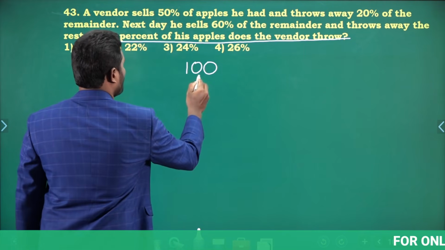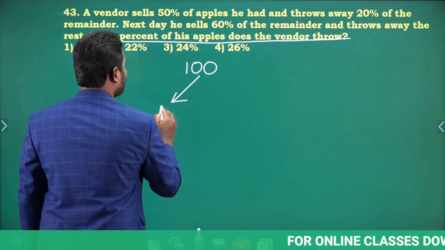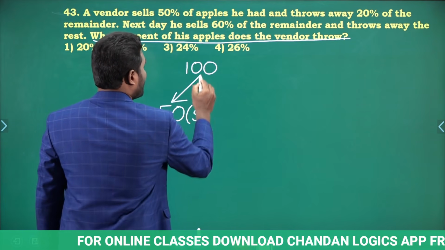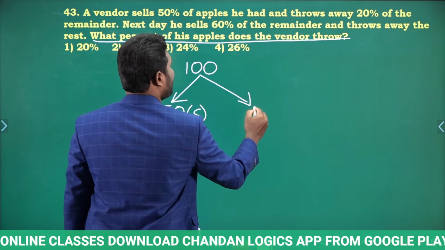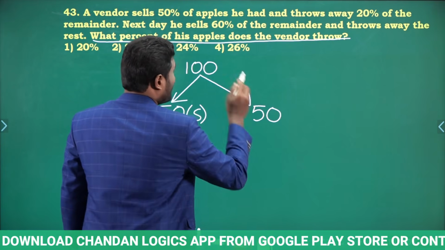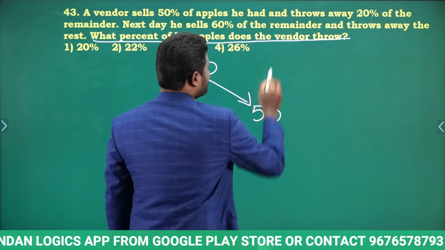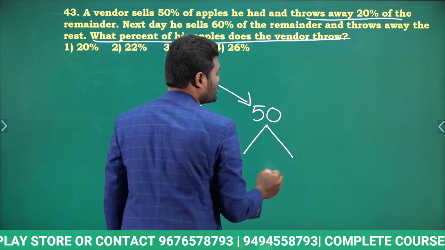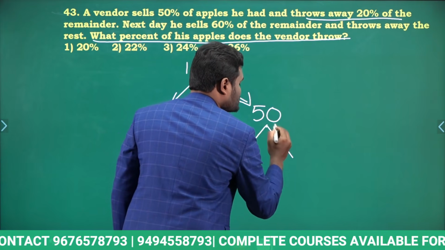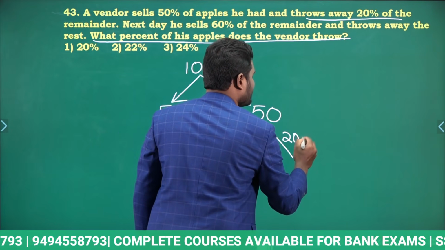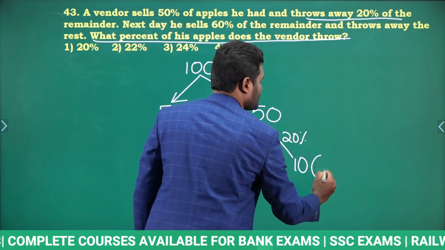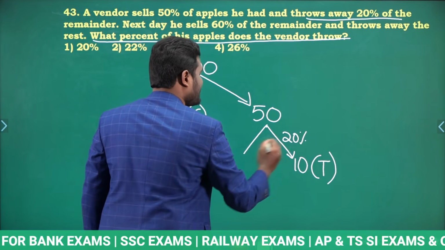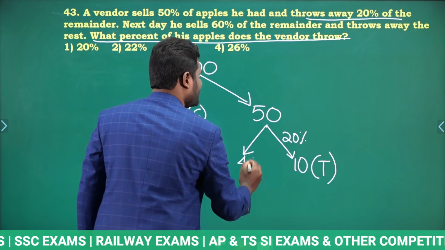Out of 100 apples, what happen is 50% of apples are sold. So 50 apples are already sold. Okay. Now 50 apples are sold means remaining balance is 50. Okay. Now out of this 50 apples, what happened is he had thrown 20%. Out of this 50, he had thrown 20%. So out of 50, 20% means 10 apples. So he has thrown these 10 apples. If he throw 10 apples, then remaining balance is 40 apples.